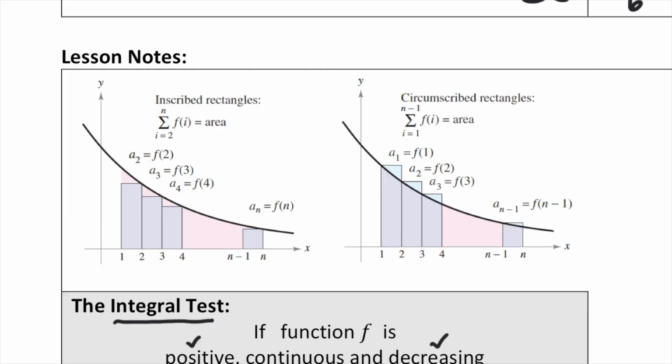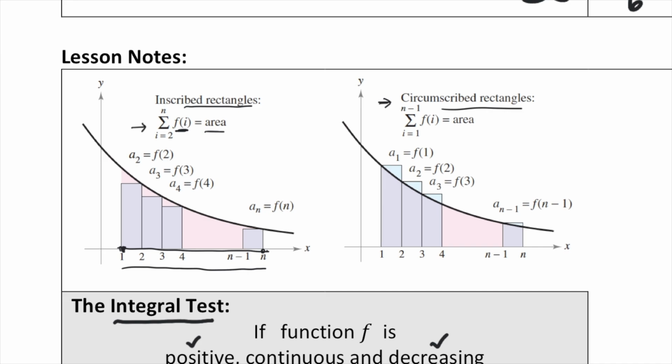Begin by partitioning your interval from 1 to n. The total area of our inscribed rectangles and the circumscribed rectangles can be given through these sequences. For i equals 2 to n, each one of the rectangular areas can be added up to give you a particular area. Similar things are happening with our circumscribed rectangles. Now, the exact area under the graph of f from x equals 1 all the way to x equals n is going to lie somewhere between these two answers.